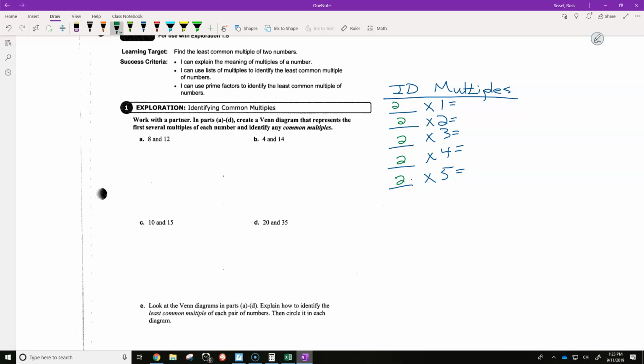Now, how many multiples does a number have? How many multiples will a number have? When we did factors the other day, factors of 12, there was 1, 2, 3, 4, 6, and 12. There were 6 numbers that were factors. How many multiples are there of a number?